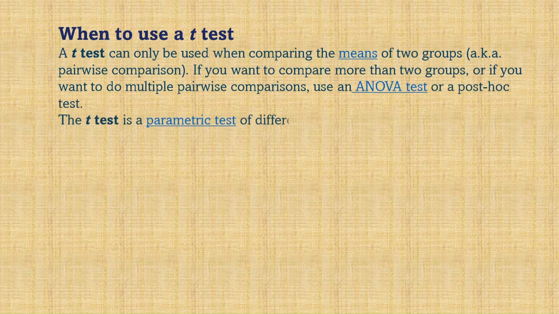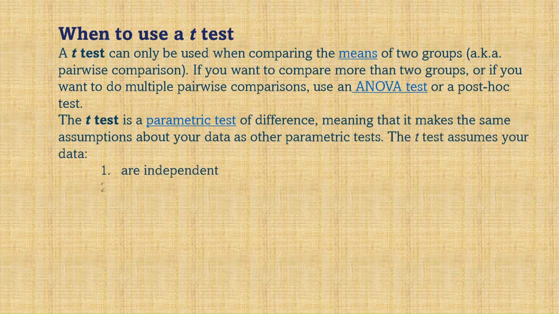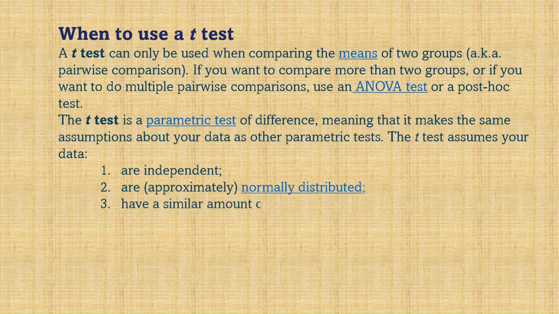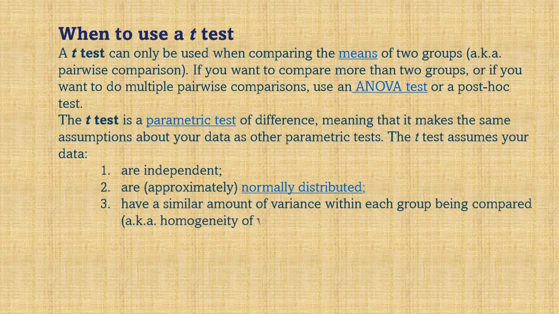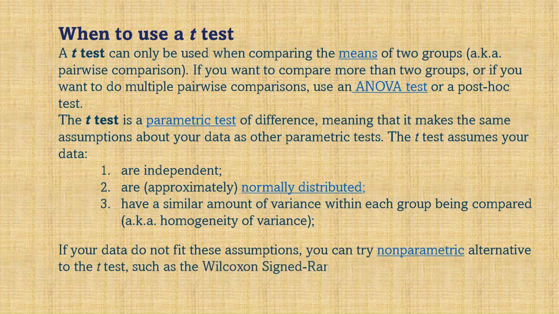The t-test is a parametric test of difference, meaning that it makes the same assumptions about your data as other parametric tests. The t-test assumes your data are independent, are approximately normally distributed, and have a similar amount of variance within each group being compared, aka homogeneity of variance. If your data do not fit these assumptions, you can try a non-parametric alternative to the t-test, such as the Wilcoxon signed rank test for data with unequal variances.